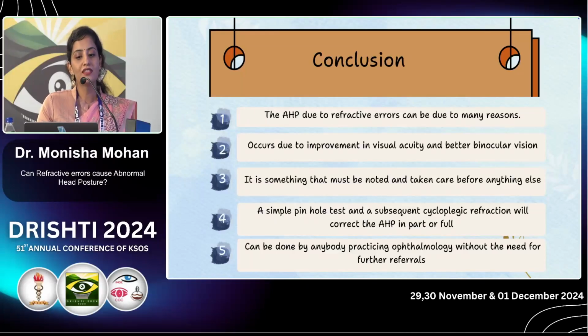So to conclude, I would say that AHP due to refractive errors can be due to many reasons, but it occurs due to improvement in visual acuity and better binocular vision in refractive errors, and it is something that must be noted and taken care of before anything else. A simple pinhole test is all that is required to diagnose these, and the best part about it is you do not need any referrals. It can be done by any ophthalmologist. Thank you.